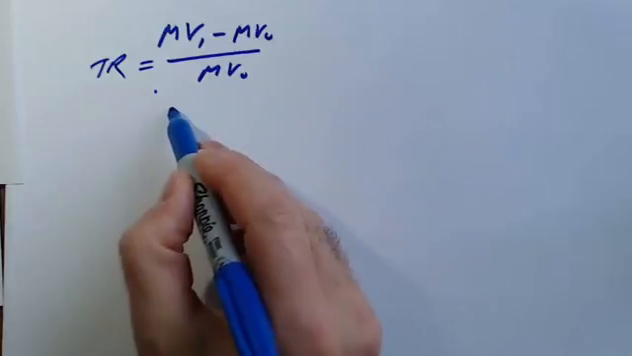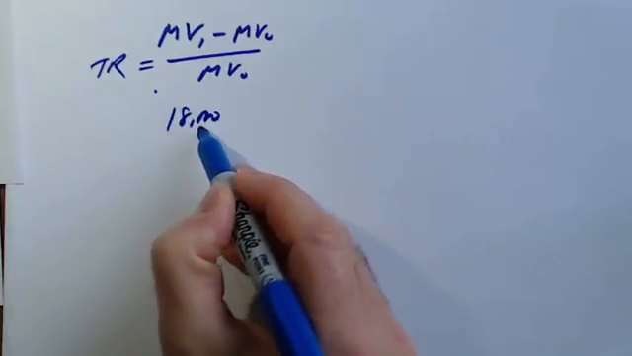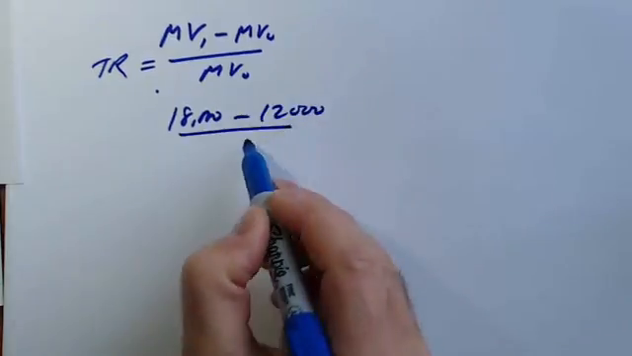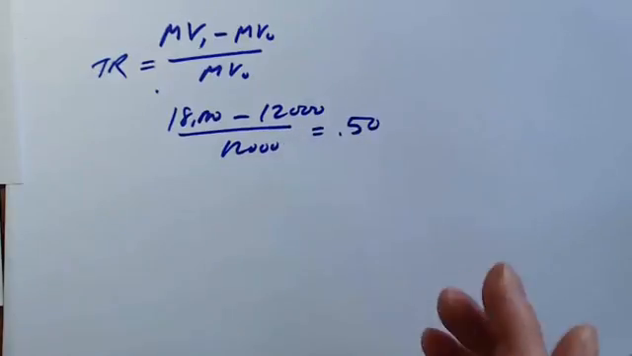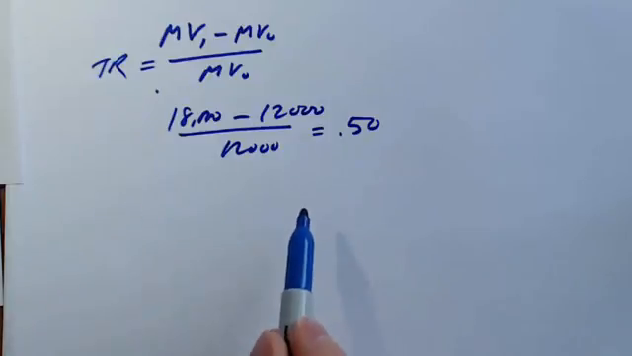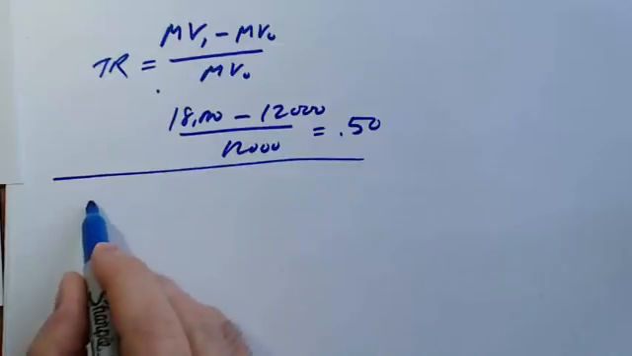And so this would be 18,000, which would be the $90 times the 200 shares, minus the 12,000 we bought it at, divided by the 12,000. That is 50%. Okay, that's our total return if we paid for everything in full. No, we didn't borrow anything. Now, what happens if we borrowed?